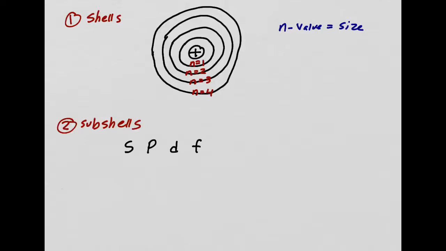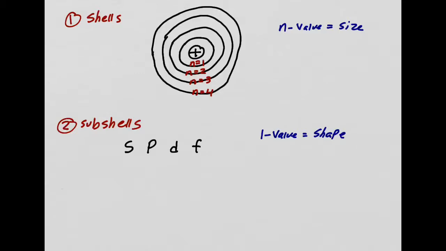Now, this is my L value. And the N value was the size. If you go back to the last page, what is the L value? The L value is the shape.